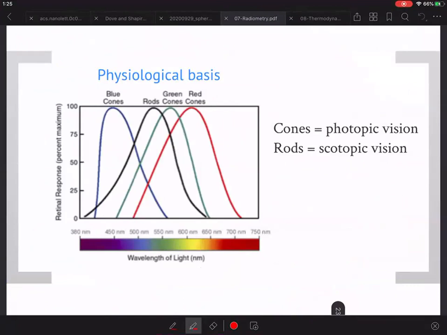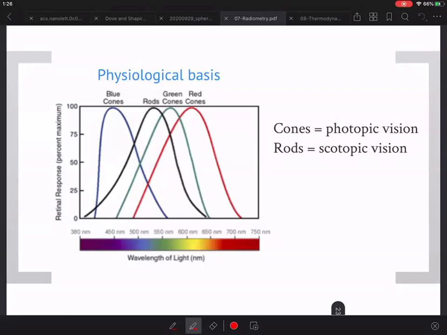We have four different types of cells in our retina which respond to light, and they have sensitivities that are different. So there are blue cones that are more sensitive to blue light, green cones that are more sensitive to green light, red cones that are sensitive to red light, and then there's something called rods, which are more sensitive to all light to some extent, but work under low light vision. So cones are for photopic vision, where it's nice illumination.